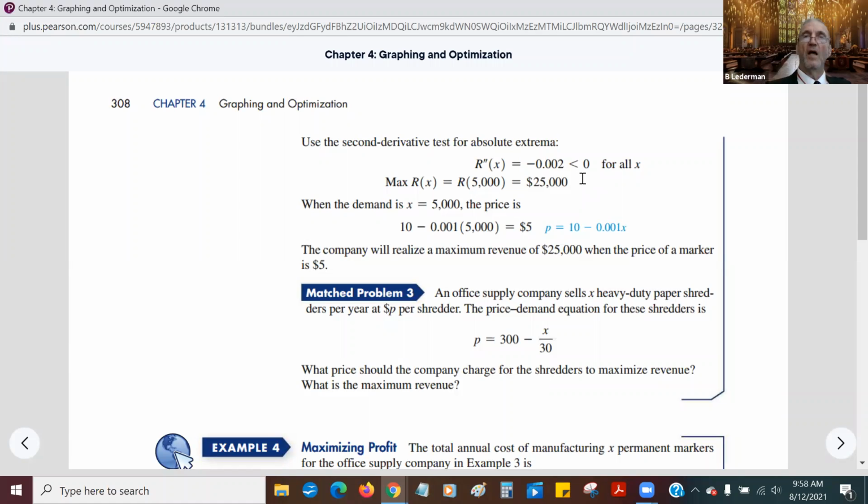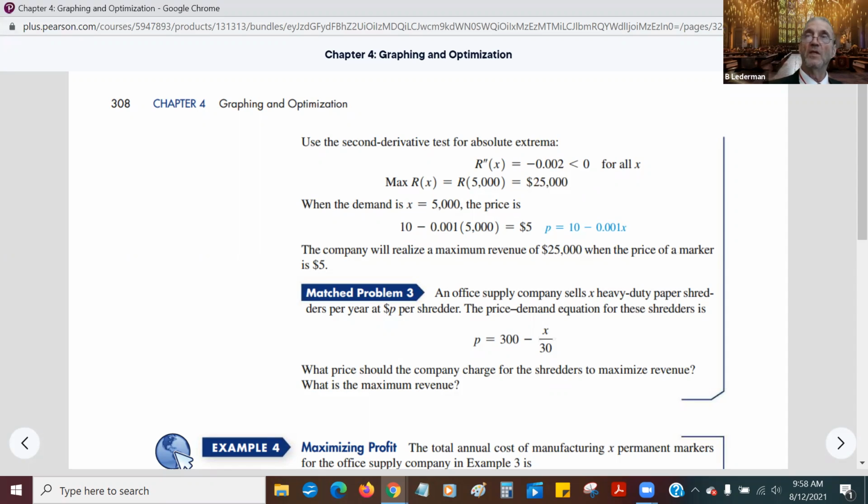And if I plug 5,000 into the original revenue equation, I get 25,000. And then once x is 5,000, I just plug 5,000 for x to get the price, and the price is $5. So the company will get the maximum revenue of $25,000 when the price of a marker is $5.